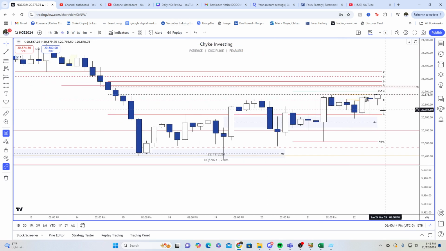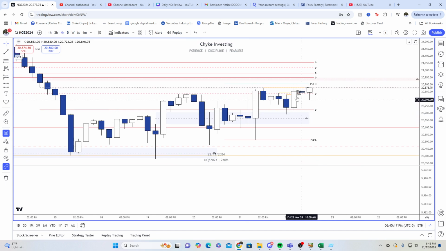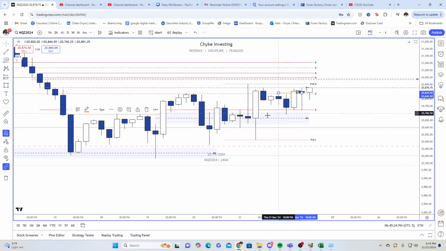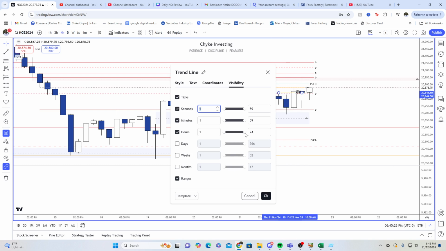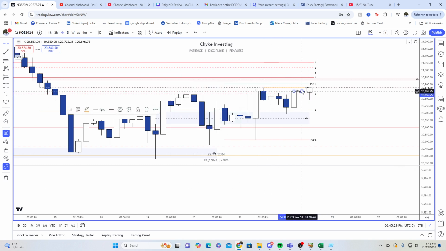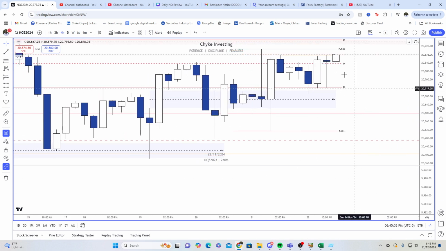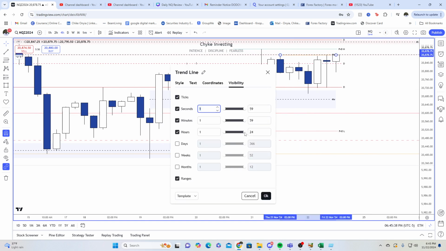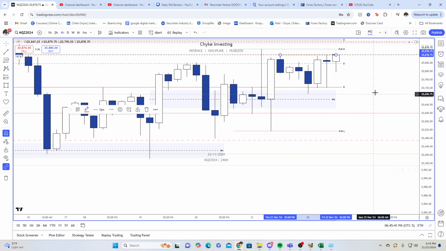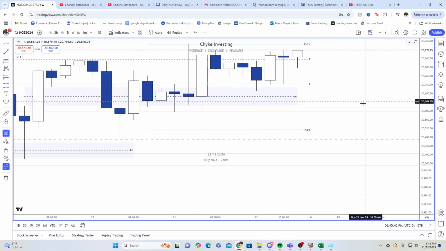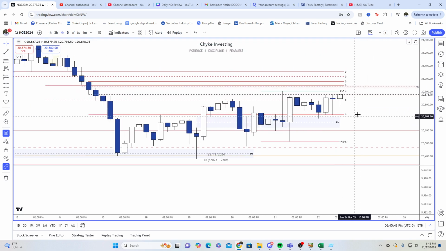On the 4 hour, what do we have? Let me bring these down so it's not distracting. Okay. So we also have one more right here. Visibility. Okay. So what do we have on the 4 hour? What are the relevant PDRAs?